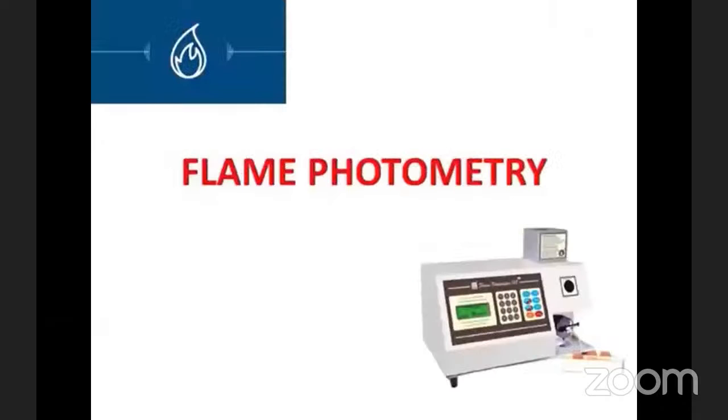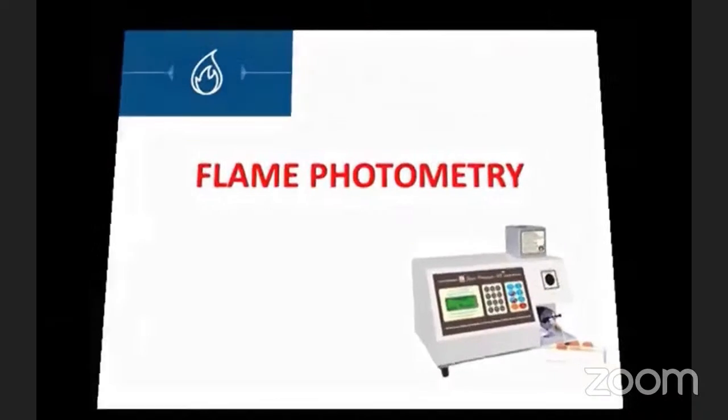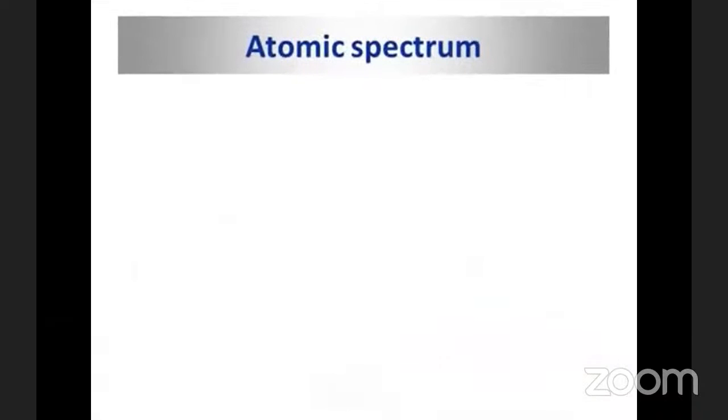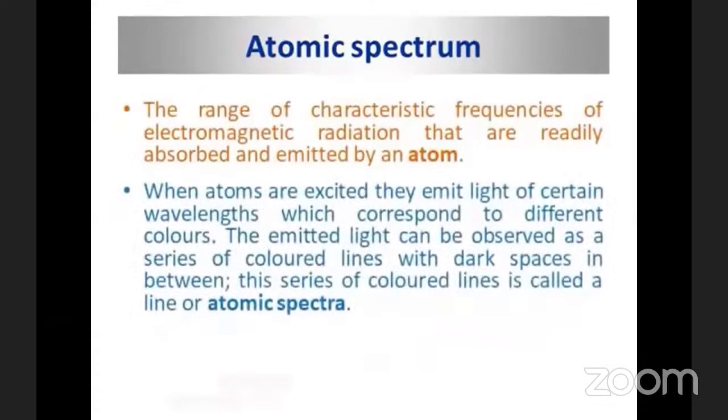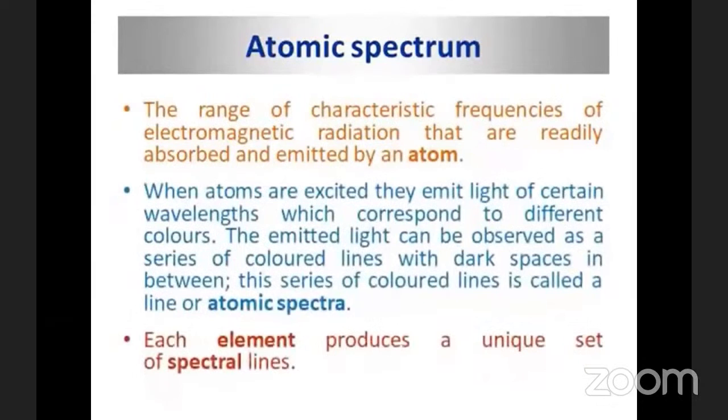Let us see the first important technique, that is flame photometry. Flame photometry is an example of atomic spectroscopy. So what do we mean by atomic spectrum? The range of characteristic frequencies of electromagnetic radiation that are readily absorbed and emitted by an atom.